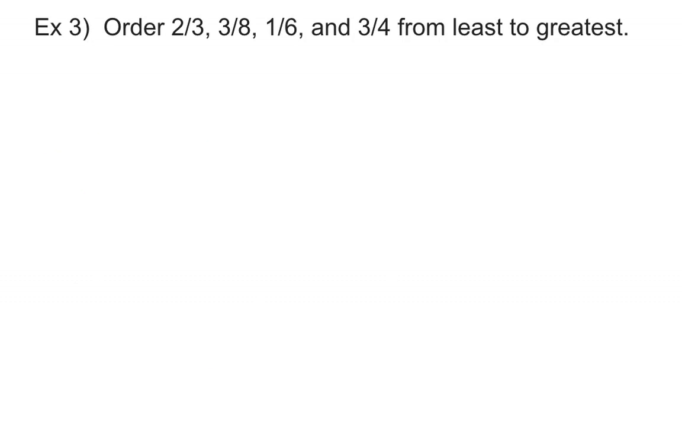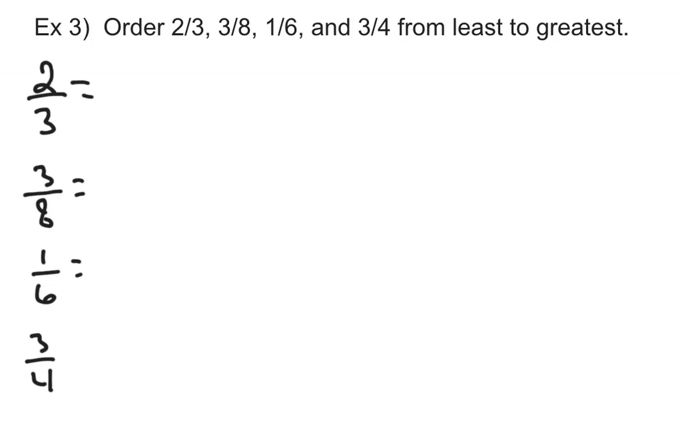All right, so that was the comparing. Now we want to do ordering. Like I said, they give us a list of them, 4 different fractions here that I want to list from least to greatest. This is really no different than the other problems; it's just that now we're comparing more than just 2 of them. So for work, I expect you to write these fractions down: 2/3, 3/8, 1/6, and then finally 3/4. And I want us to change these into equivalent fractions.